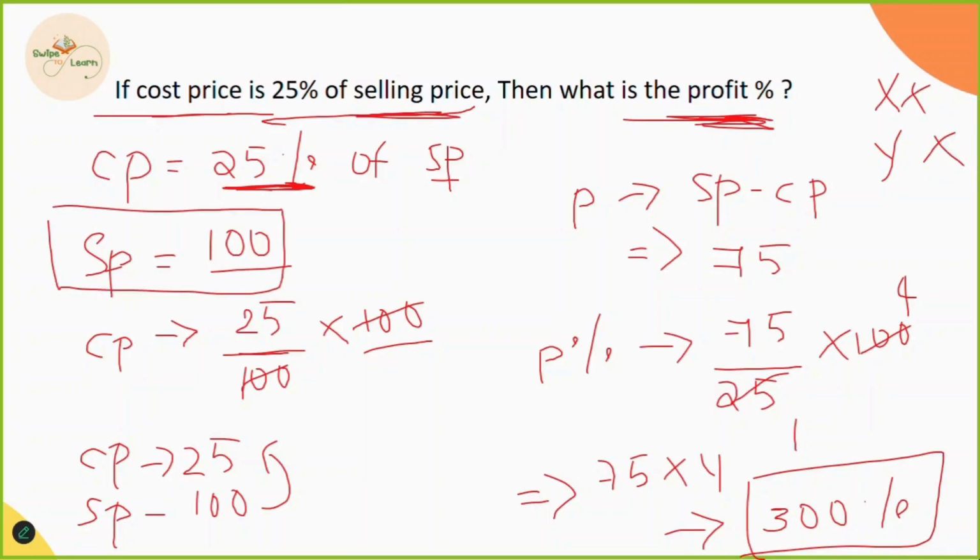So cost price is given, which indirectly says it is 25% of selling price. But selling price is not given, so consider it as 100. And from 100, we can easily calculate 25% of 100. So if we know CP and SP, we can calculate the profit. When we know the profit, it is very easy to calculate the profit percentage.